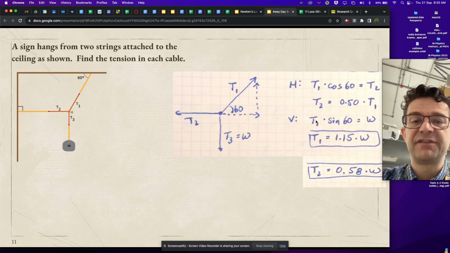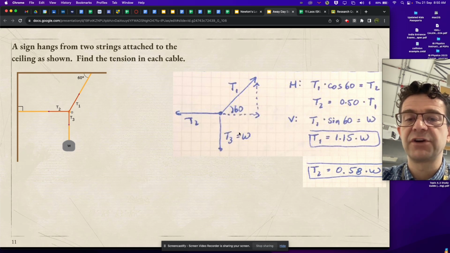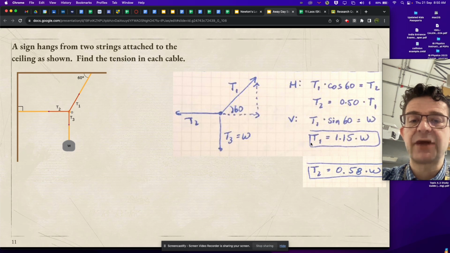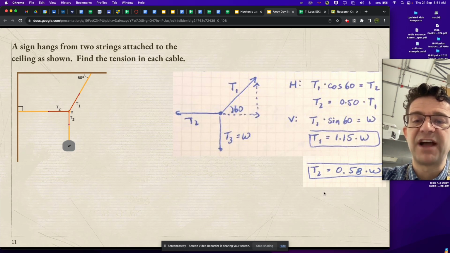Vertically, we have T1 times the sine of 60. The vertical component has to be equal to the weight so that these are balanced and there's no acceleration vertically, which gives us a second equation that T1 is equal to 1.15 times the weight. And since we know that half of T1 is T2, T2 is 0.58 times the weight.